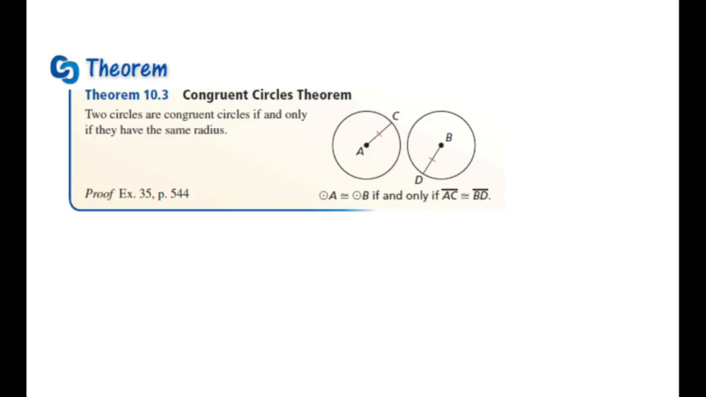So now here's our next theorem when we're talking about congruent circles. Two circles are congruent if and only if they have the same radius. So I'm going to start looking at radius length to determine if my circles are congruent.